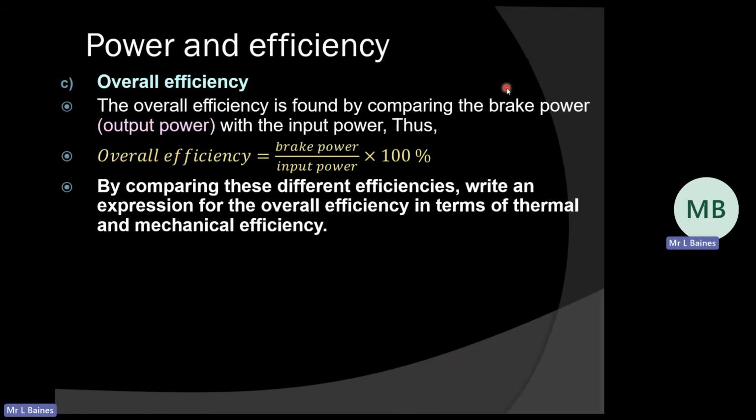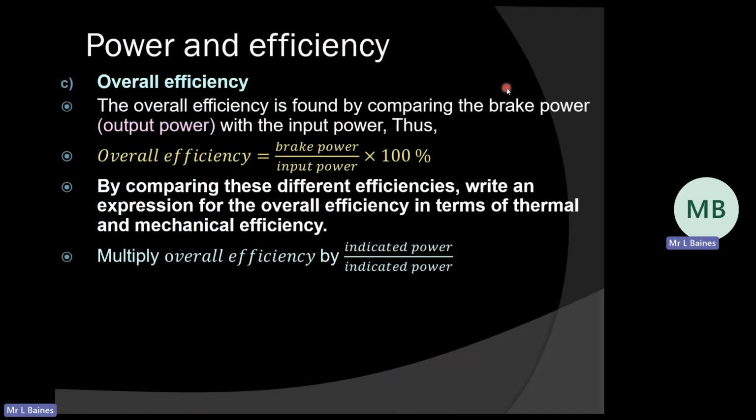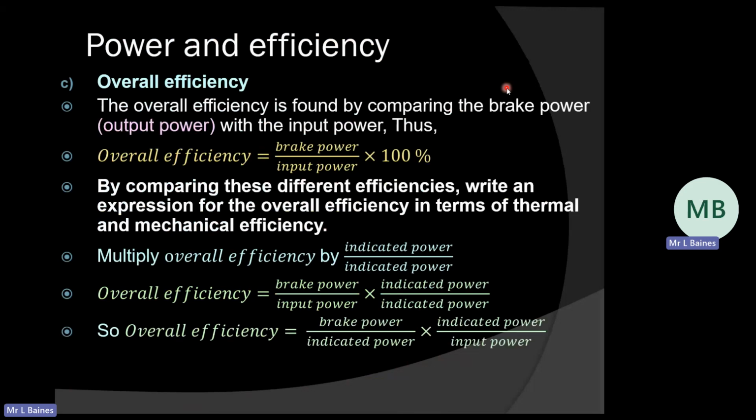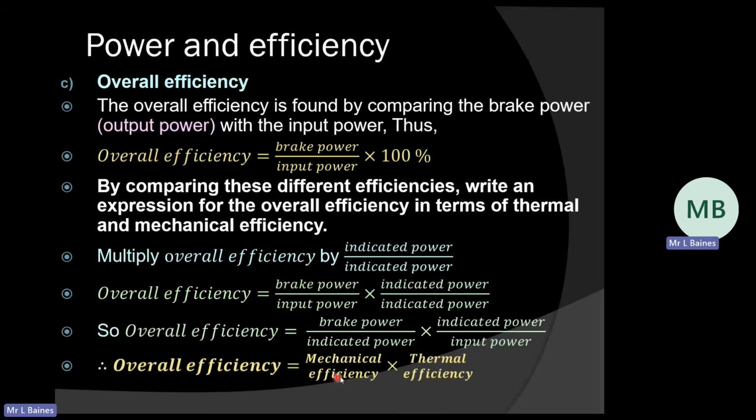All right, and I can look at the different efficiencies I've already looked at. If I go through this process, again, you're not going to be asked to do this, but I end up with a really interesting equation that says my overall efficiency is actually my mechanical efficiency multiplied by my thermal efficiency.